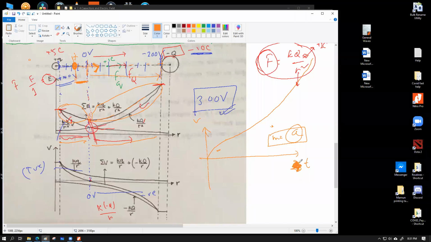Sajid, thank you for correcting me. Intentionally or unintentionally, it doesn't matter. I was wrong over here. This shouldn't be a VR graph. This should be a VT graph because I was talking about acceleration. Unless I draw them as VT graphs, where does acceleration come from? My bad.